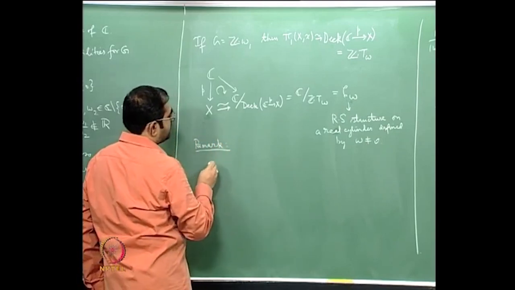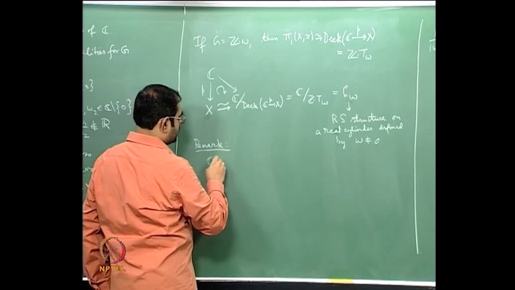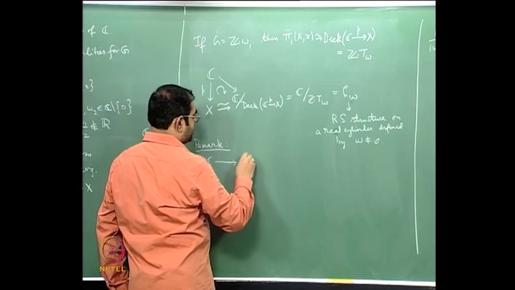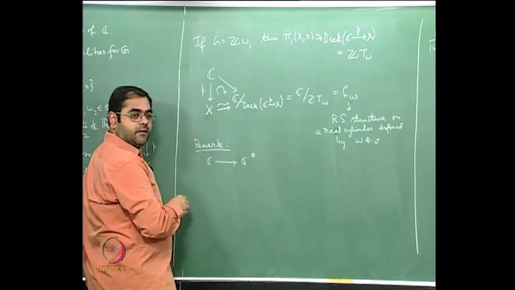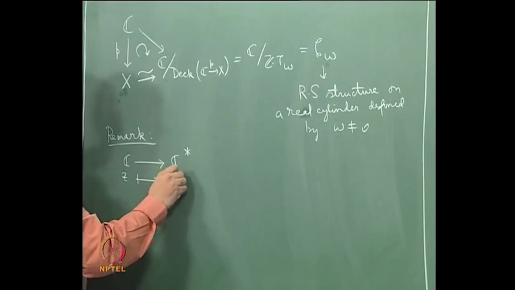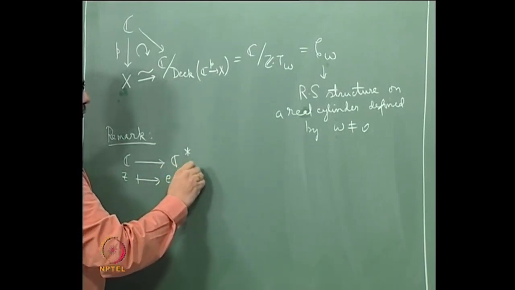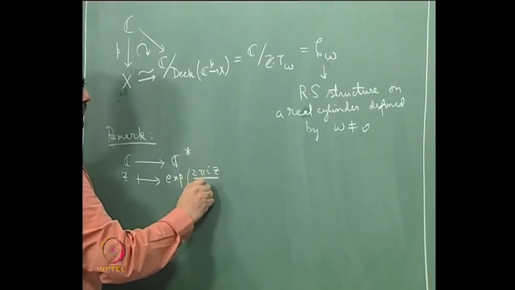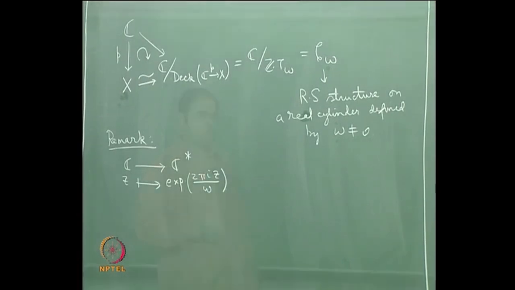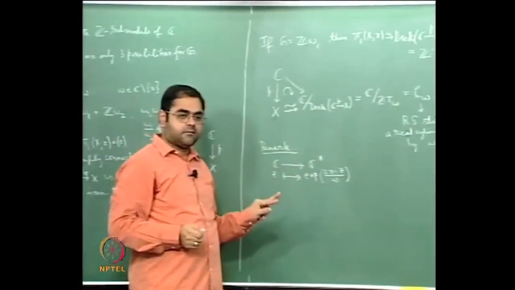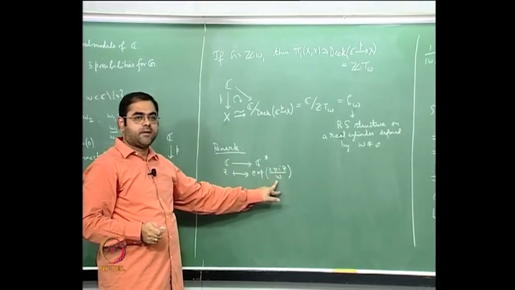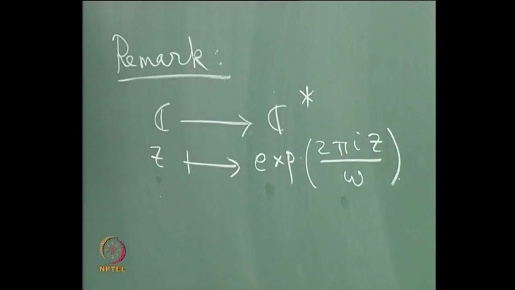Let us take the map from C to C star, which is given by z going to exponential of 2 pi i z by omega. Let us take this map, C to C star, z going to e power 2 pi i z by omega. I can divide by omega because omega is not 0.